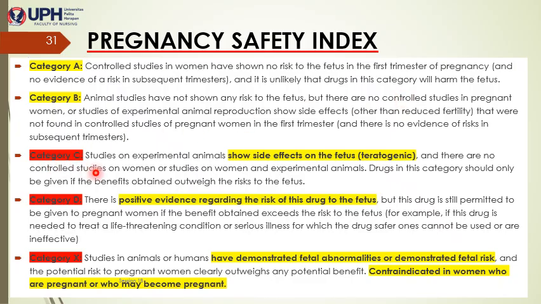Now we have category C. Category C is a cross no. It causes side effects to the fetus, or is teratogenic. Category D is also no because there is positive evidence that it causes risk to the fetus. And category X is also no because it has demonstrated abnormalities and fatal risk. So category X is absolutely contraindicated for women who are pregnant or who may wish to become pregnant.